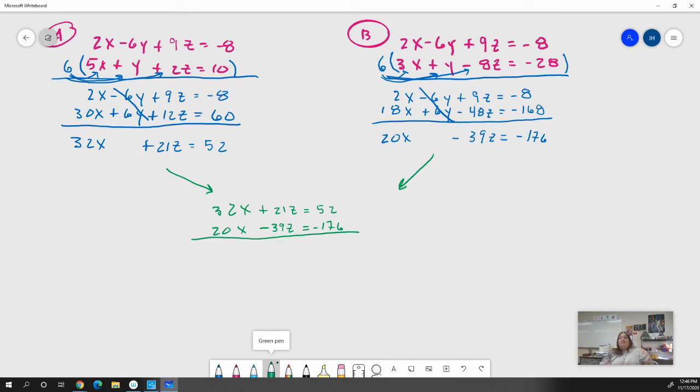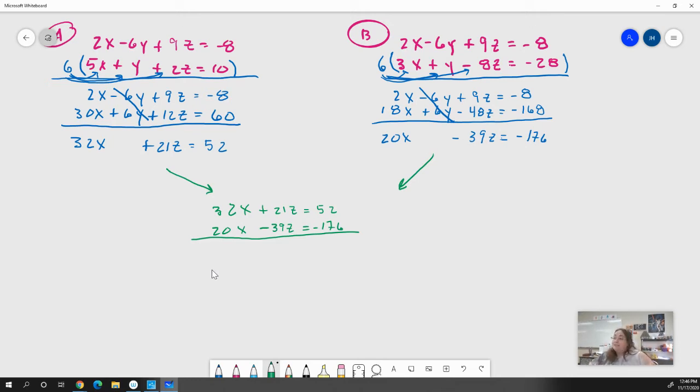Now, the math on this is complex. I just grabbed a random question, turned out to be fairly complex numerically, but we can do this. We are going to look at these and I'm going to go, okay, well, I can't multiply 20 times anything to get 32. And I can't multiply 21 times anything to get 39. So I'm going to have to find a least common multiple. And these are even numbers. So I'm going to do those. Plus, I've already done the math on them.